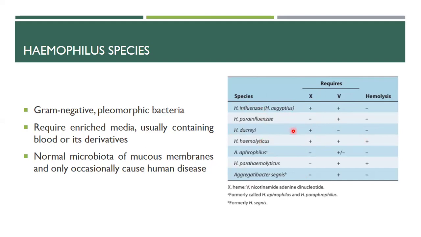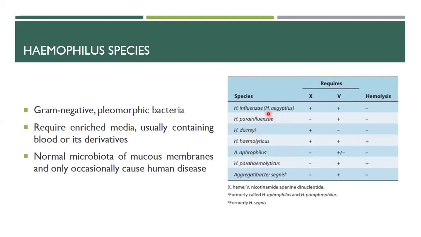Now, aside from the requirement of your X and the V factor, there's also a distinct characteristic of particular species under the genus Hemophilus, such that your Hemophilus hemolyticus, from the word itself, hemolyticus, and your parahemolyticus, these are the species which are hemolytic. In other words, when cultured in the enriched media, and since these enriched media contain blood, they cause lysis of blood cells in the culture media. That means these two contain hemolysin, causing lysis of red blood cells in the enriched media.